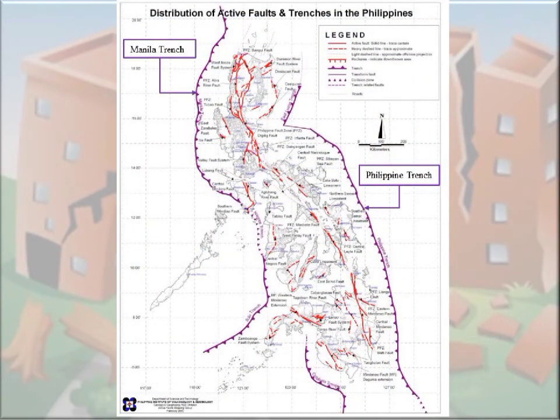This is the map of the Philippines showing the distribution of the faults and trenches in the country. As you can see, there are red and purple symbols and lines there in the map, and this marks the faults, trenches, and collision zones in the Philippines.